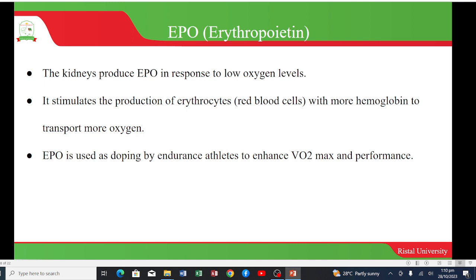Erythropoietin. This is a hormone that is found in the kidneys. So the kidneys are responsible for the production of EPO in response to low oxygen levels. And this hormone stimulates the production of erythrocytes, which are the red blood cells with more hemoglobin to transport more oxygen. This hormone is used as doping by endurance athletes in order to enhance the oxygen and performance.